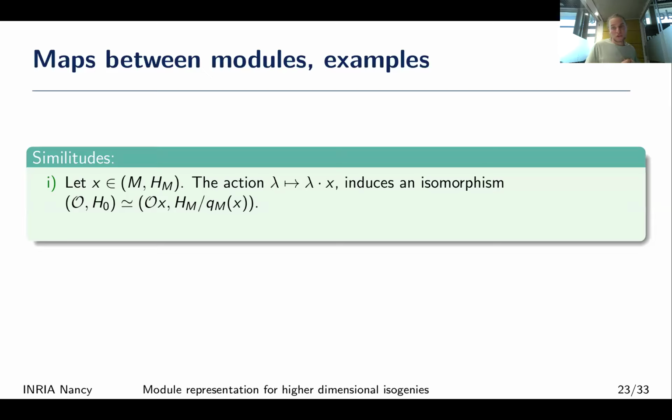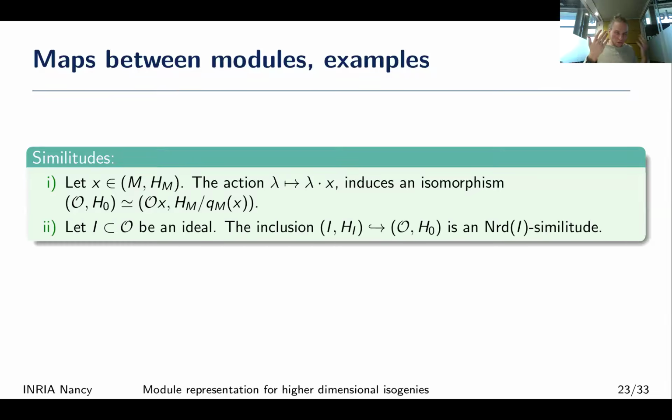Another example that we used a lot in our paper is given once again by ideals. If we look at an ideal I of O, then the inclusion of I inside O gives us a similitude with polarized degree the reduced norm of I. Here you notice that I put the good Hermitian form on I, so that I'm working with unimodular Hermitian modules. So once again, it's really close to what happens when we work with ideals through the Deuring correspondence. An ideal induces an isogeny whose degree is related to this reduced norm.